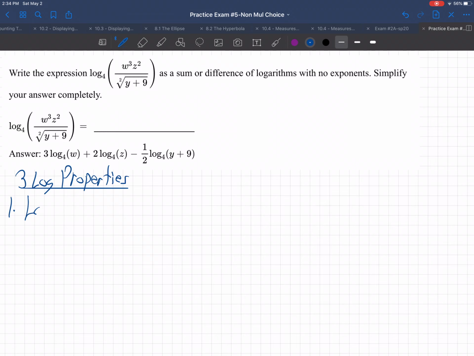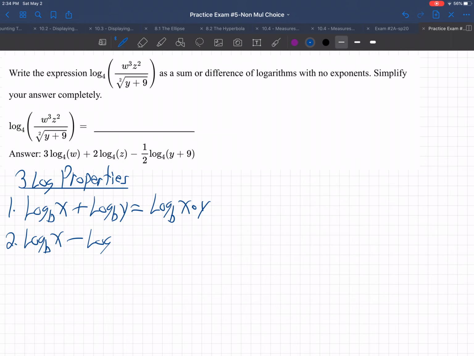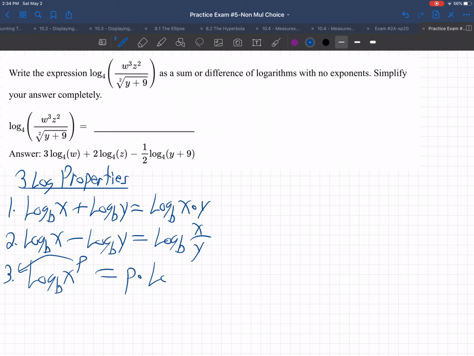Number 1, the log base b of x plus the log base b of y is the log base b of x times y. Log base b of x minus log base b of y equals log base b of x over y. And then the third one, log base b of x to a power. That power can drop down, come to the front, times log base b of x. Okay, so I'm going to use that then.